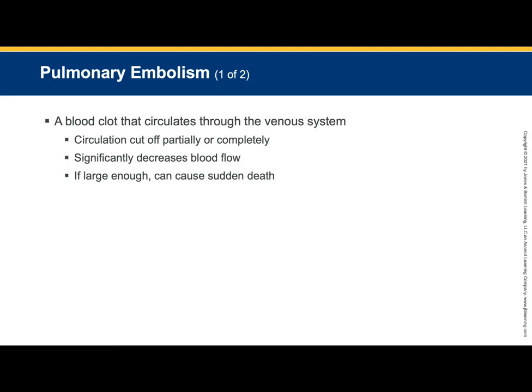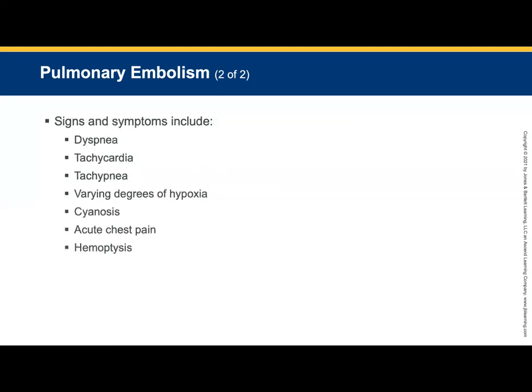Like yours shows, if it's large enough, it can cause sudden death. That is something that even if they were sitting on the operating table, we are not going to be able to fix. It is done and over with. Sometimes it is not our ability to help save them, but we're going to provide them the best care that we can. So here are some signs and symptoms of pulmonary emboli. They include dyspnea, tachycardia, tachypnea, varying degrees of hypoxia, cyanosis, acute chest pain, and hemoptysis. With a large enough embolism, complete obstruction of the output of blood from the right side of the heart can result in sudden death.